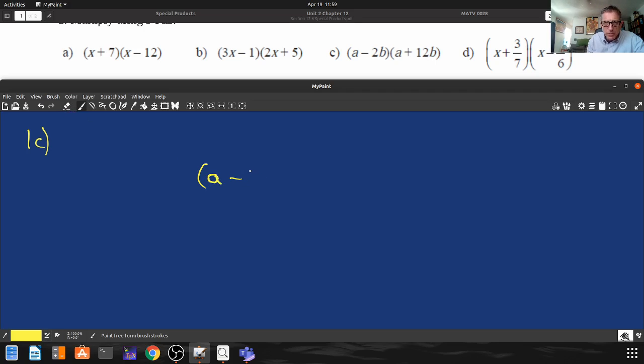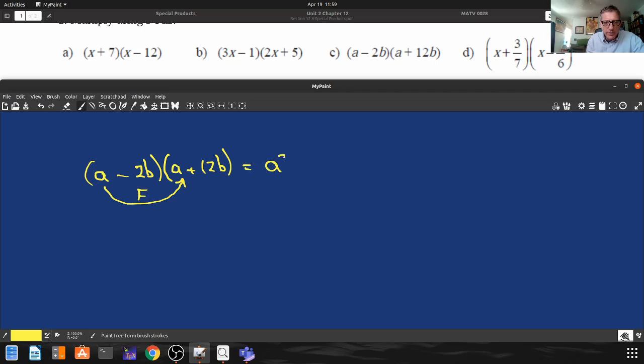A minus 2B times A plus 12B. So again, we're just going to do all of these by FOIL just so you can see FOIL used. So my first terms are my A times my A. That's my first terms. So A times A is A squared. My outer terms is A times 12B. So A times 12B is plus 12AB.